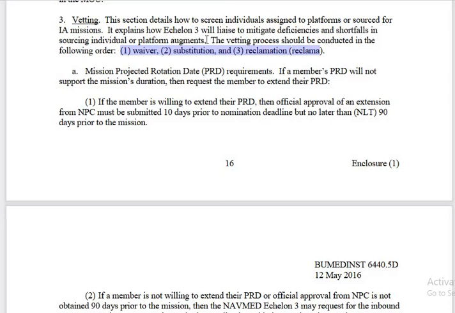So number 1, waiver. Number 2, substitution. Number 3, Reclama. So WSR, if you want to think of it that way. Actually, if you think of the letters, they go backwards in alphabetical order. So WSR: waiver, substitution, reclamation.